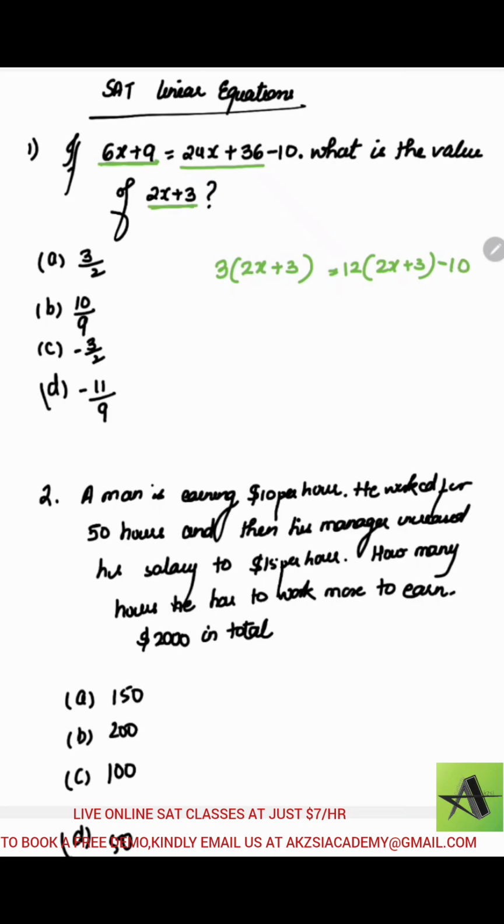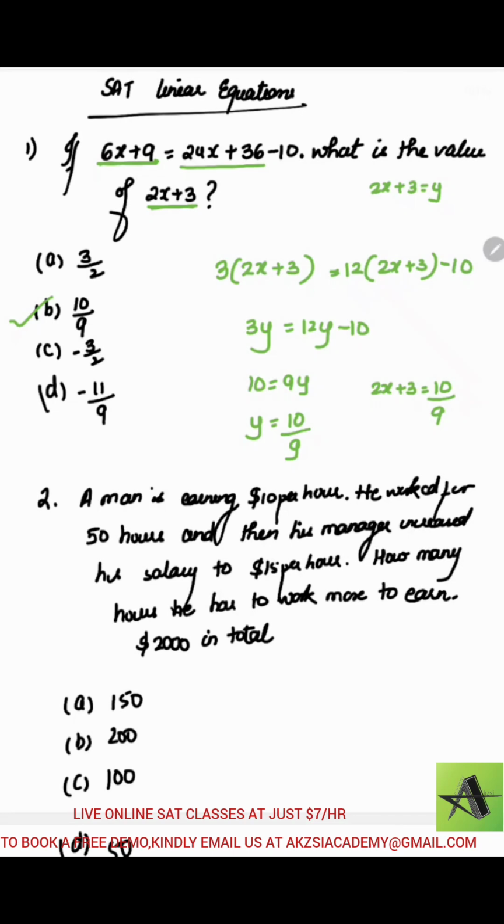So now I'm substituting 2x plus 3 as y. So this will be 3y equals 12y minus 10. You'll get 10 equals 9y, and y equals 10 over 9. And since y is 2x plus 3, we know 2x plus 3 equals 10 over 9, which is answer B.